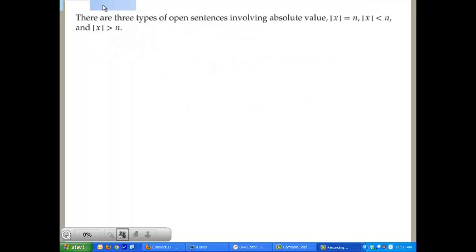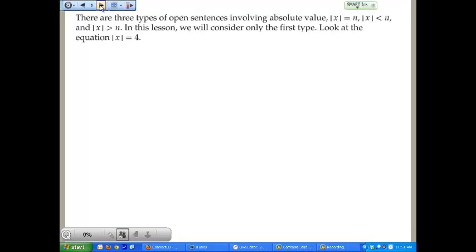There are 3 types of open sentences involving absolute value. The first one says the absolute value of x equals n. The second one says the absolute value of x is less than n. And the third one says the absolute value of x is greater than n. Now, I know that sounds confusing, so let's take a look a little further.